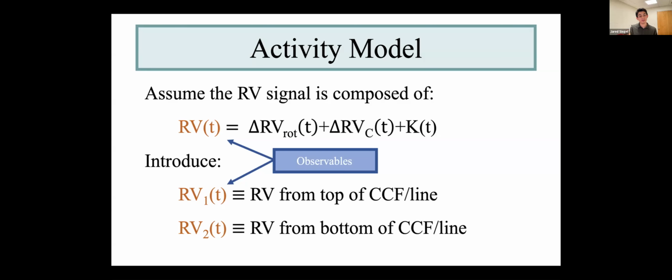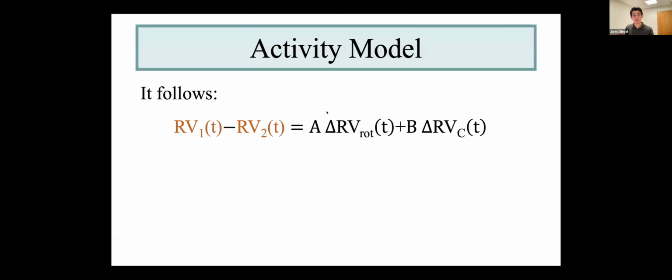All we care about is the fact that RV1 and RV2 just have different contributions from the rotation and convection perturbations. Because what that means is if we simply take the difference of them, the Keplerian signal will fall away because it's going to affect all wavelengths equally. And this just leaves us with a linear combination of the rotation and convection perturbations. Again, I promise we're almost done with the math. Some of you will notice that this is similar to the bisector inverse slope.